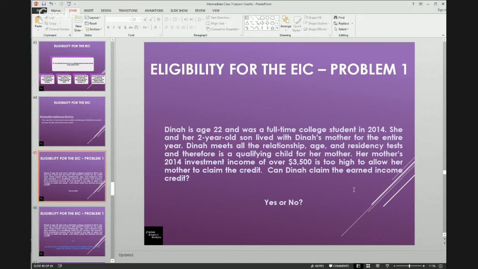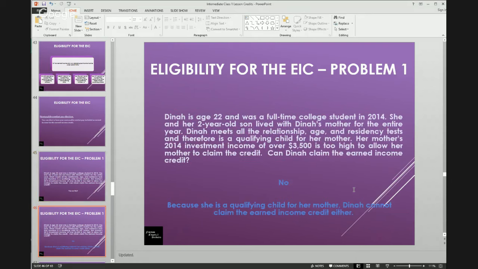Dinah is 22 and a full-time college student. She and her 2-year-old son live with Dinah's mother for the entire year. Dinah meets all of the relationship, age, and residency tests and therefore is a qualifying child for her mother. However, her mother's 2014 investment income was over $3,500. So can Dinah claim the earned income credit with her child?